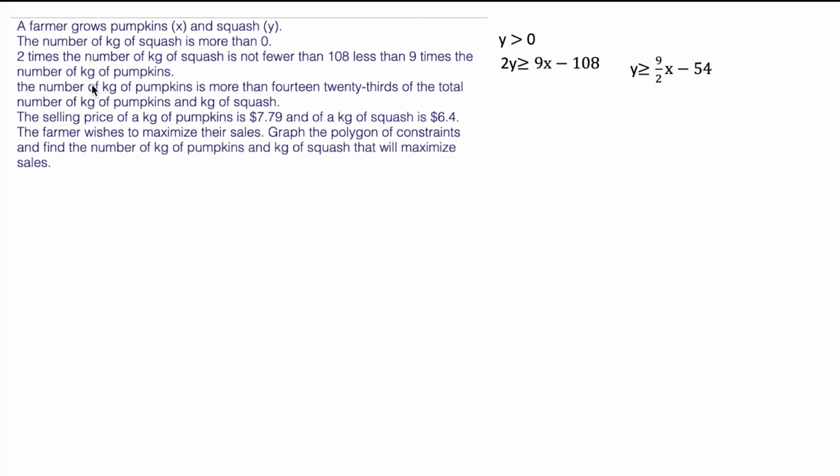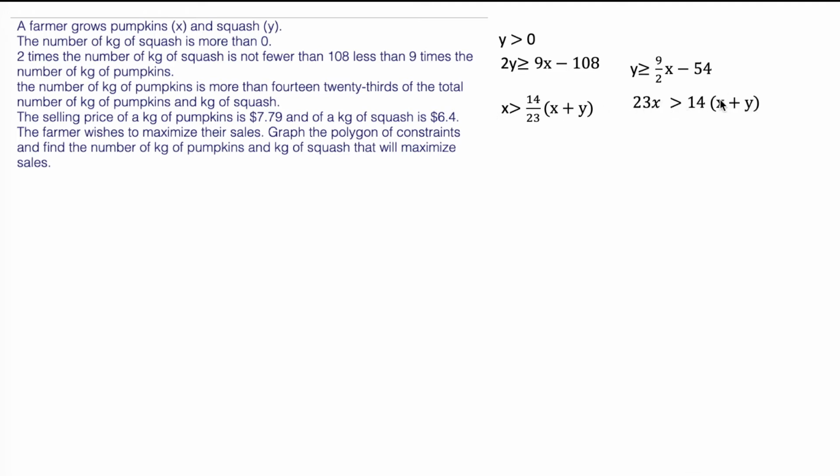The number of kilograms of pumpkins, which is x, is more than, greater than, 14/23 of the total number of kilograms of pumpkins and kilograms of squash. X is greater than 14/23 of the total. Total is x plus y. 14/23 times (x plus y). Cross multiply that 23, or multiply both sides by 23. And when I do, we get 23x is greater than 14 times (x plus y).